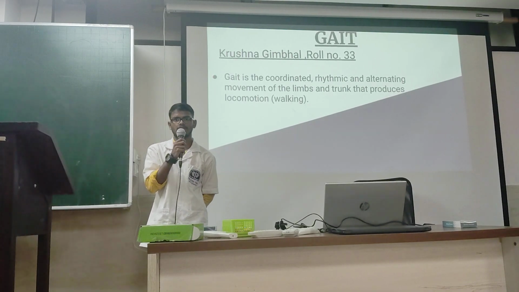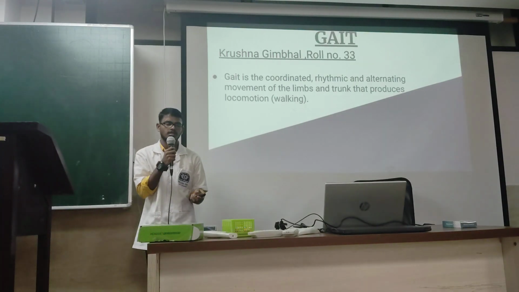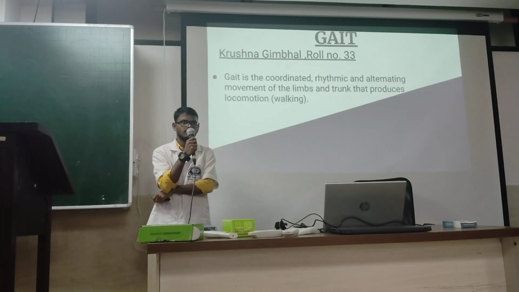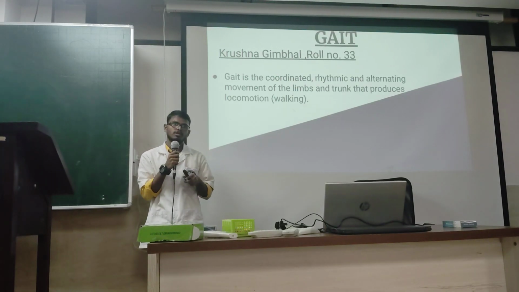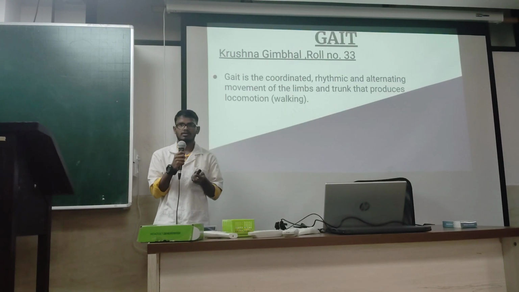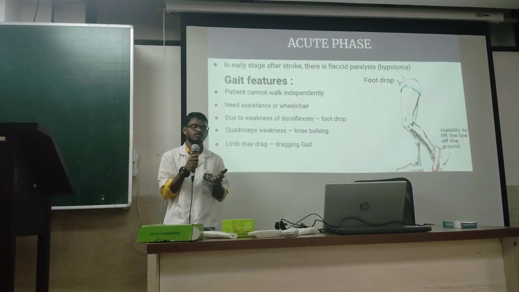My topic is gait. Gait is a coordinated, rhythmic and alternating movement of the limbs and trunk that produces locomotion. It may be abnormal or normal. It has two phases, acute and subacute. Then we talk about the acute phase.